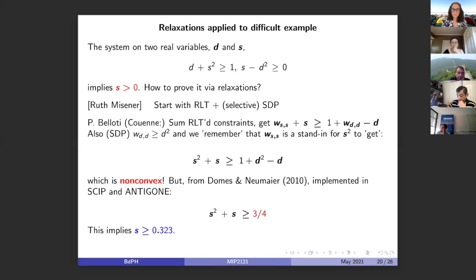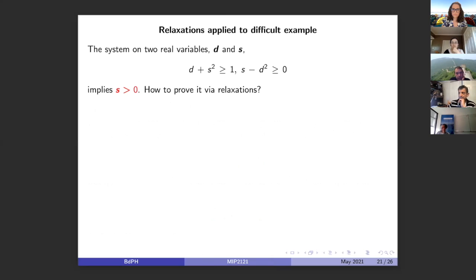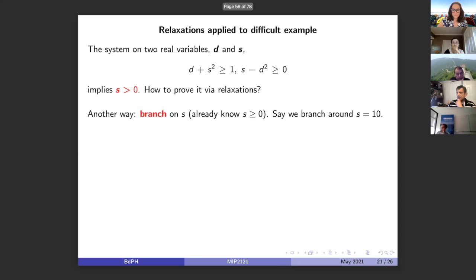Okay, what else? Here's another proof that I like maybe better. Okay, so we can branch. Most solvers, our kind of solver, will produce a spatial branch and bound tree. So let's say, for example, we branch around S equal to 10 to fix ideas. This can be done for any positive S. The easy branch is S at least 10, so of course S is positive. The hard branch is where we don't know anything about S, but we know that it's at most 10.